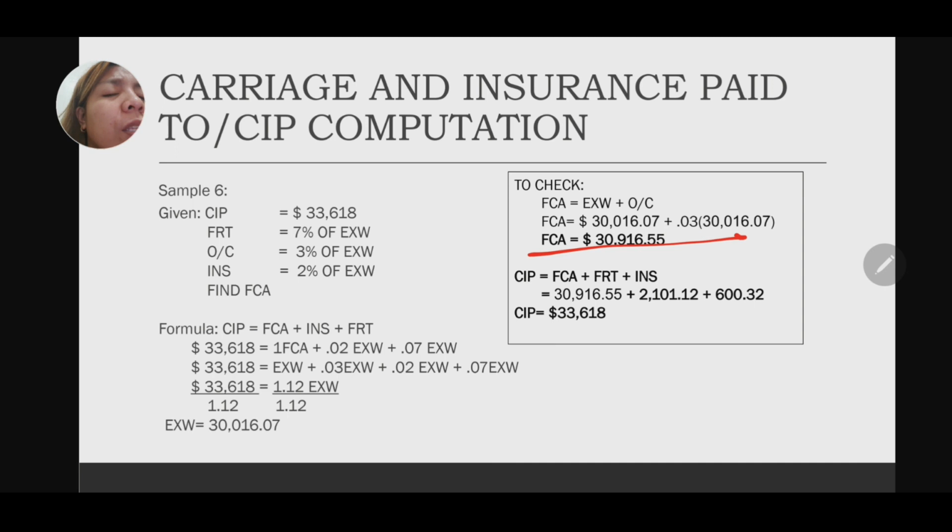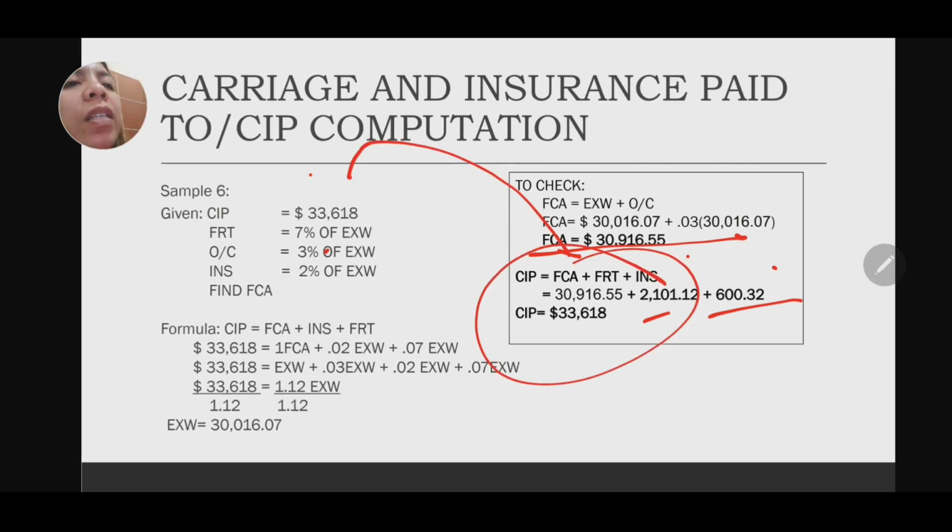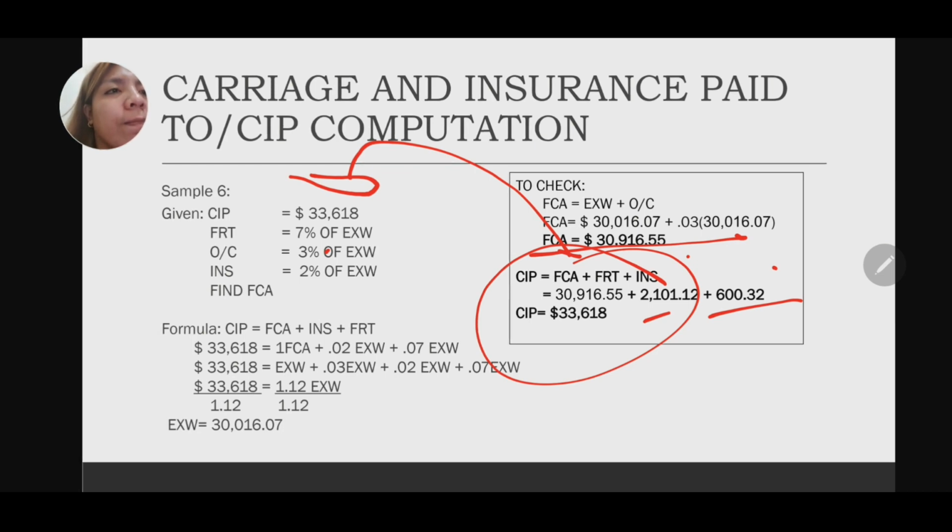Okay, so for you to be able to check what you've done, you just need to substitute the value: FCA plus freight plus insurance, but you need to get the 7% of your Ex Works to get your freight value, and the 2% of your Ex Works to get the insurance value. When you add them all up using your calculator, you'll get the value of your CIP as 33,618, the same as in our given value. So that is how you're going to check if your answer is correct.